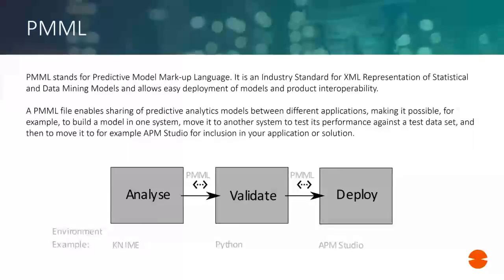You may use an analysis environment such as KNIME, and we'll be looking at KNIME in this webinar as well. Within this environment, you may have trained and validated your models. And in this environment, you can export the results of your analysis to, for example, Python to further validate your model. And you can deploy a model once you're happy with it within APM Studio. We will also be looking at how to deploy it within APM Studio in this webinar.